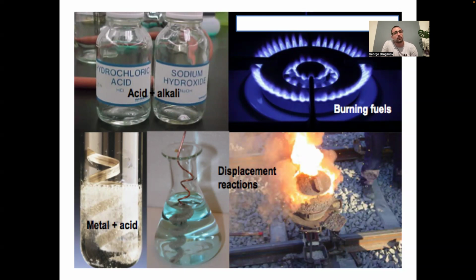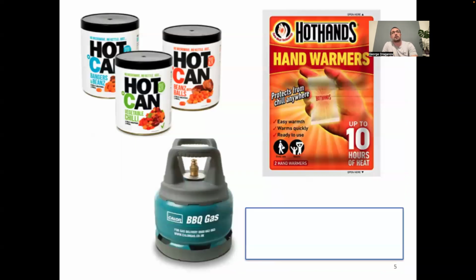All displacement reactions are exothermic, and the bigger the difference between the two metals in the reactivity series, the more energy is released. When a metal reacts with an acid, it's a redox reaction, but it is actually exothermic. There'll be fizzing, the metal will disappear, and it will also release heat. Right, that's it for this.